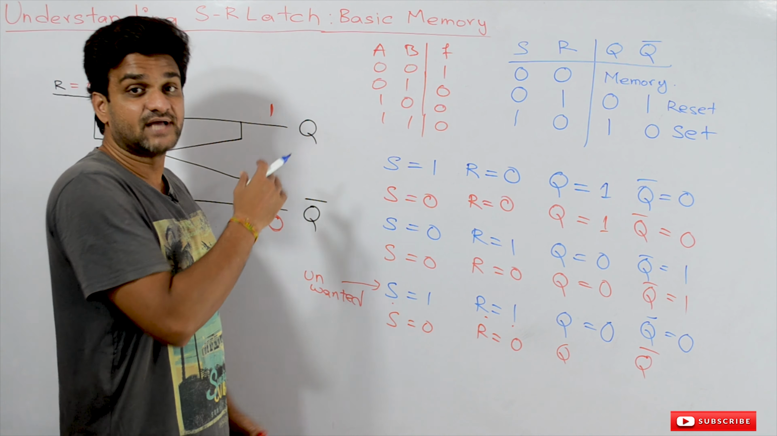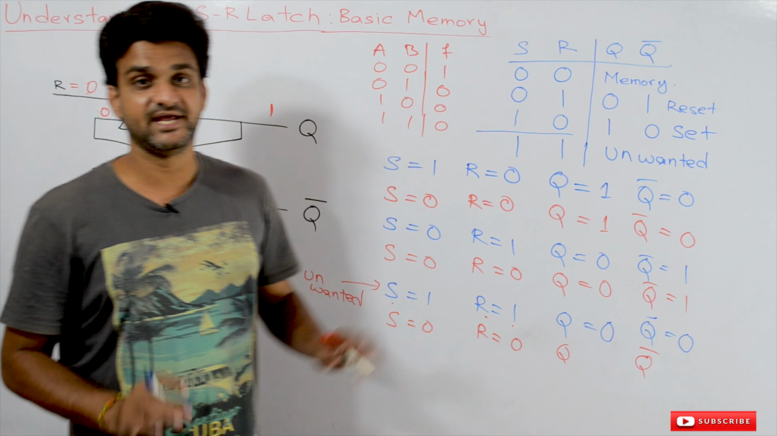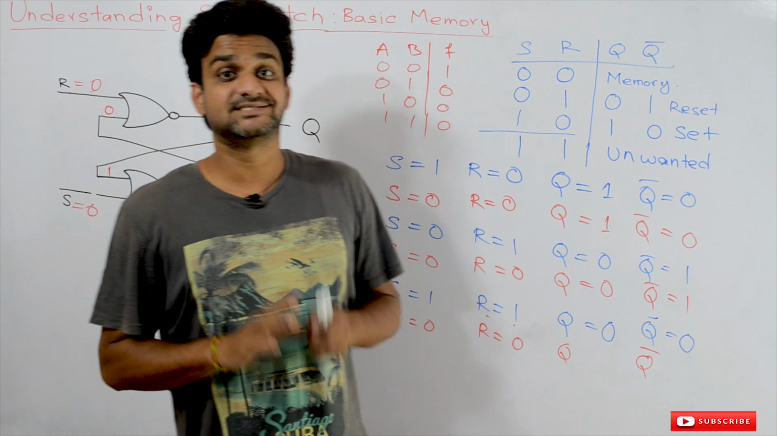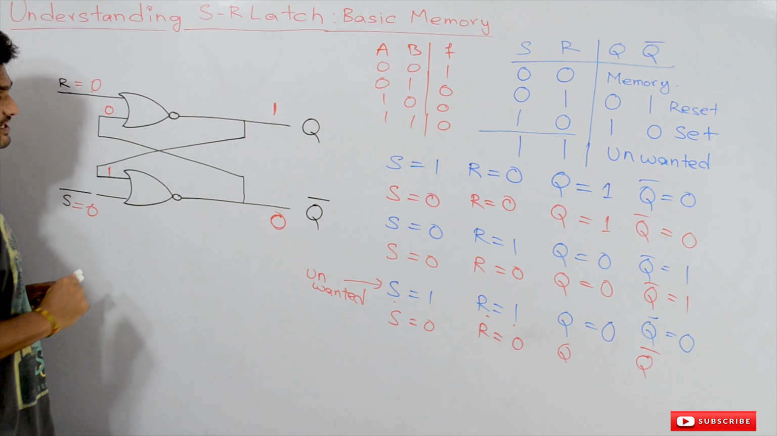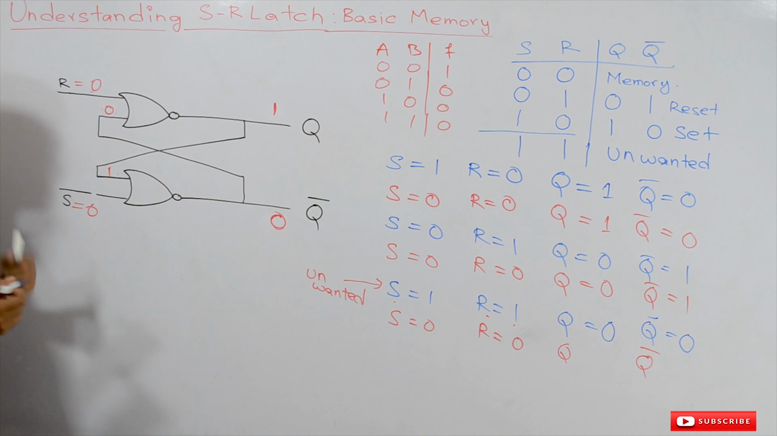This is an unwanted case, because being a basic memory element, there are some drawbacks with this circuit. So in the next coming classes, we are going to cover different types of memory devices. There all these kinds of drawbacks will be eliminated. The same SR latch can also be constructed by using NAND gates. Here we have constructed this SR latch by using NOR gates. The same SR latch can also be constructed by using NAND gates.